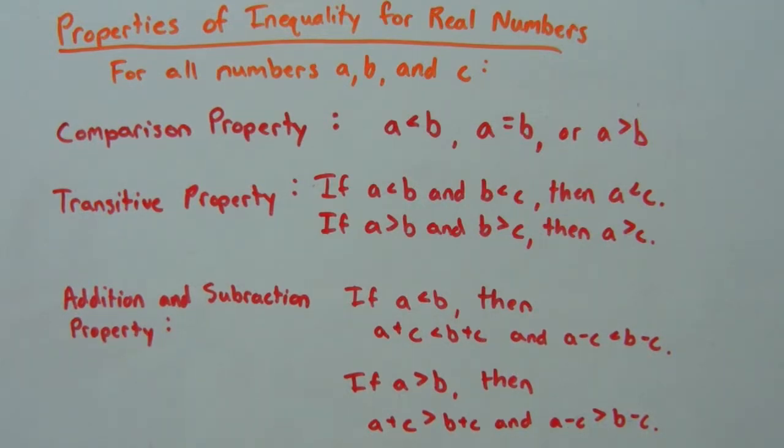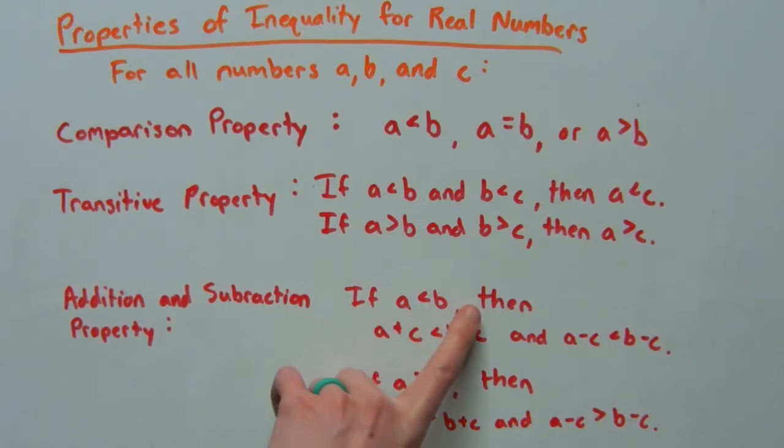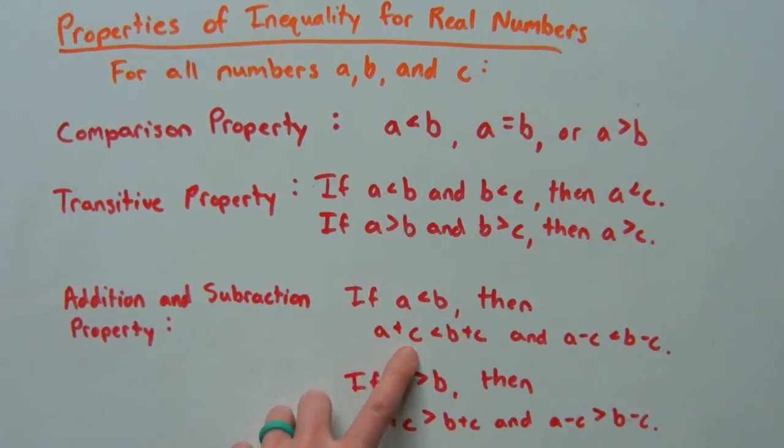If we were to plug numbers in, again we can use 1 and 3. 1 is less than 3, and let's use C as any number. Let's say that C is 5. Then 1 plus 5 is less than 3 plus 5, because 6 is less than 8. And 1 minus 5 would be negative 4, and negative 4 is less than 3 minus 5, which would be negative 2.